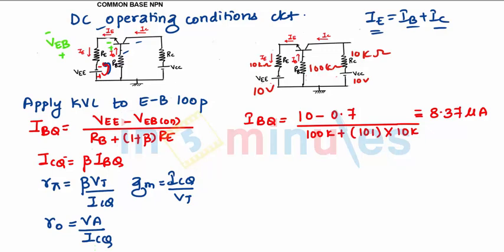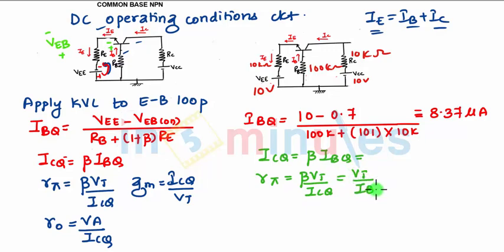For the problem, we need to find ICQ. ICQ will be beta times IBQ, so when you multiply it with 100, you can find the value of ICQ. You can find R pi as beta Vt upon ICQ, or it can be written as Vt upon IBQ. You will get one and the same value. So Vt upon IBQ will be 26 millivolts upon 8.37 microampere, which gives you 3.1 kilo ohms. We have got the value of R pi for the problem.